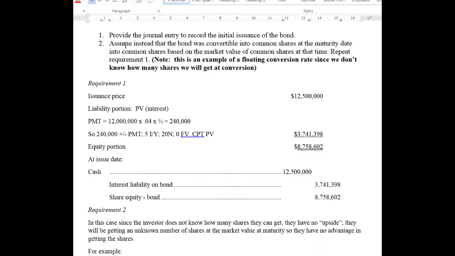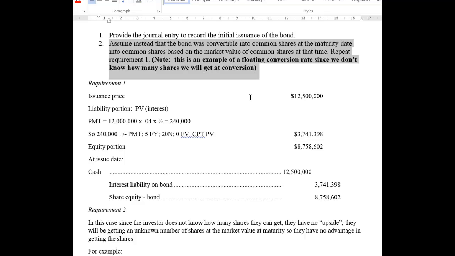Now, in requirement 2, this is different. Now we're assuming that the bond was convertible into common shares at the maturity date, and it's convertible into common shares based on the market value of the common shares at that time. Notice it doesn't say how many shares we're going to get at maturity. So this is an example of a floating conversion rate.